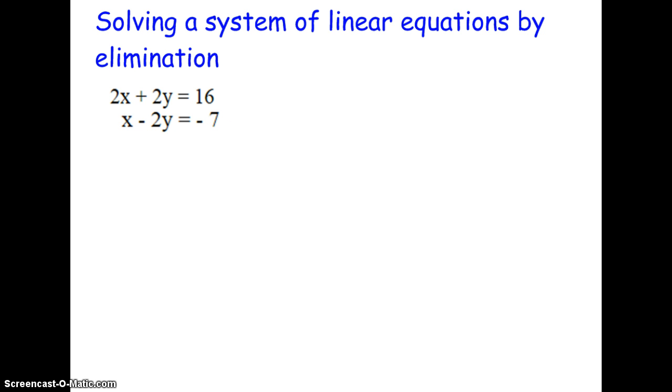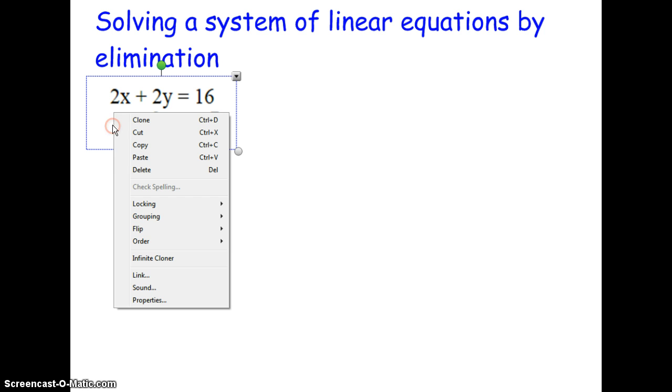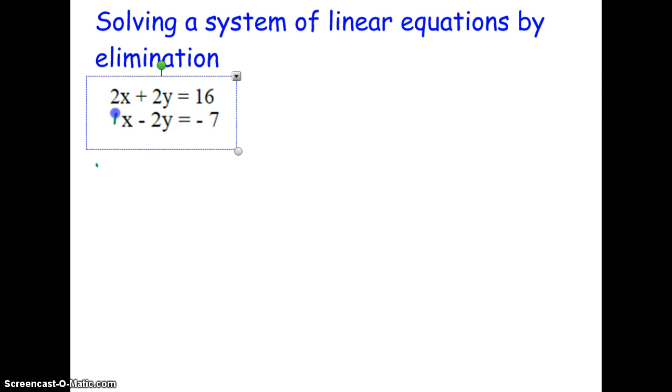Hey guys, I had a request to make a video about solving a system of linear equations by elimination. So I have two equations right here. They're both linear. And if you look at the x's, there's two x's here and there's one x here. I can put a 1 there if you would like. There's a 1 right there. And then there's positive 2y and negative 2y.